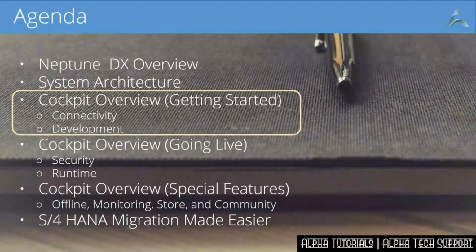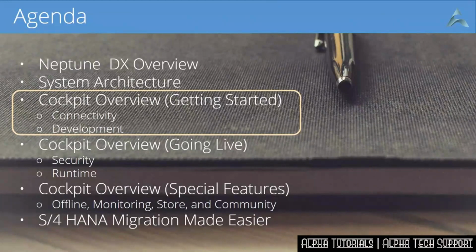And these next 3 sections, we're going to deep dive into the cockpit. I've kind of grouped things together. The first section is called Getting Started, where we'll look at connectivity and development. The next section will be Going Live. This will be things like securing your applications, building your launch pads, your cards, your card groups. And then the final overview of the cockpit will be special features. This will be like building the offline apps, monitoring your applications, using the Neptune store, as well as I'll introduce you to the Neptune community.